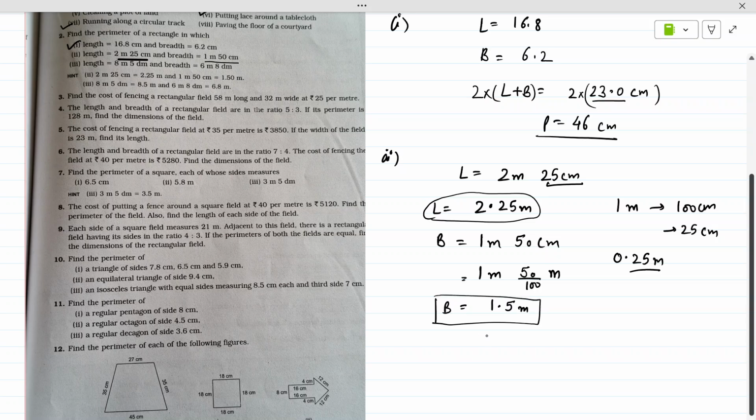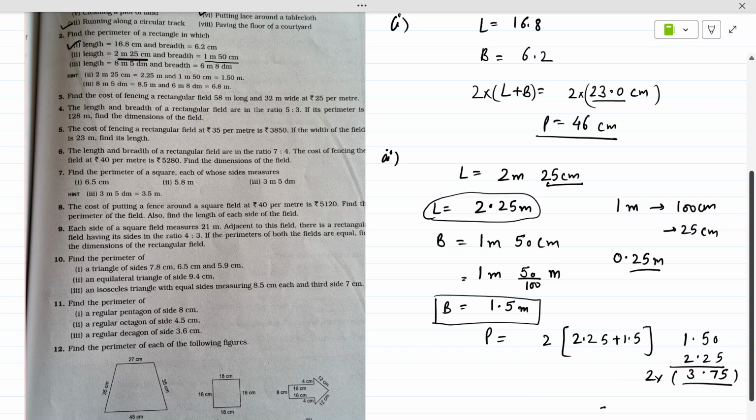Now what we have to do, find the perimeter. Twice of 2.25 plus 1.5. So let's add these two, 1.5 and 2.25. This is 5 plus 2, 7, and 5, 3.75. And now multiply this with 2.